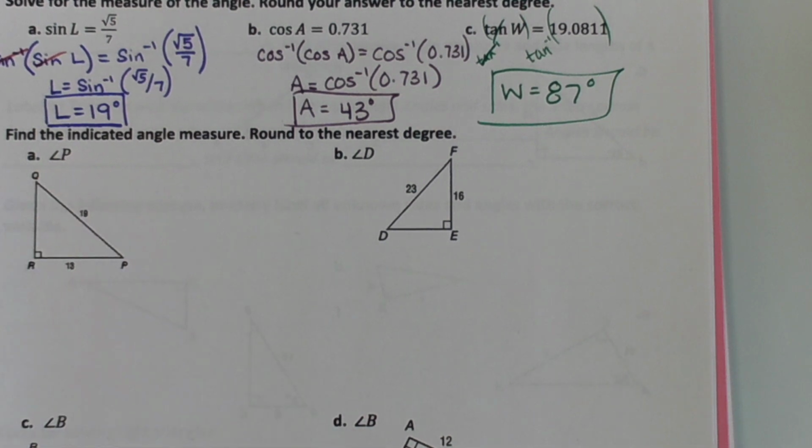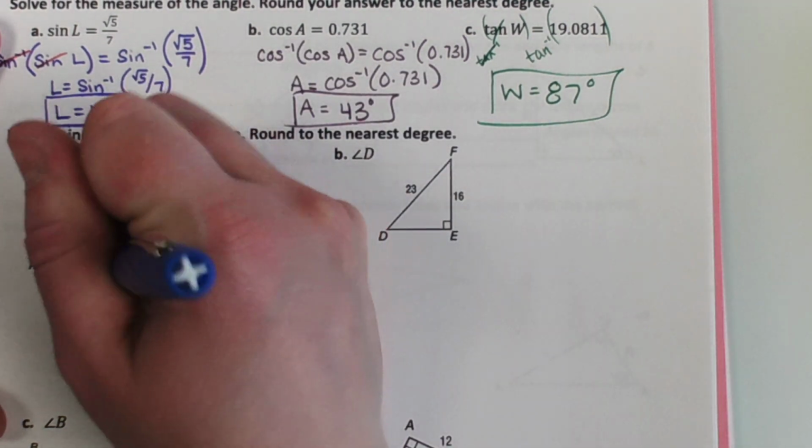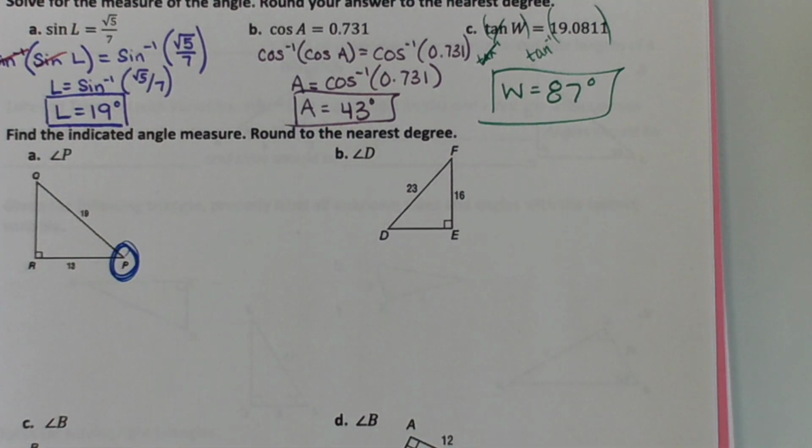When doing trig, you always want to focus in on one of the acute angles. You either know the acute angle or you're looking for the acute angle. In this case, we're looking for it. The angle I'm looking for is P. That's my focus angle. That is the angle I use to identify my opposite, my adjacent, and my hypotenuse.